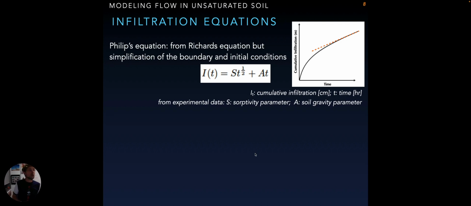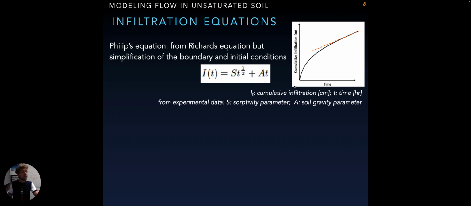Coming from the Richards equation, but with some simplification on the condition and the boundary layer, meaning the limits of that. I'm skipping all the non-useful details on how they got the equation, but to obtain that, an infiltration at a specific time is equal to a parameter of sorptivity times the time to the power of 1/2 plus a soil gravity parameter times the time. So we are really reducing the number of parameters and variables in this equation. We just have one sorptivity parameter, S, and then A, which is a soil gravity parameter.